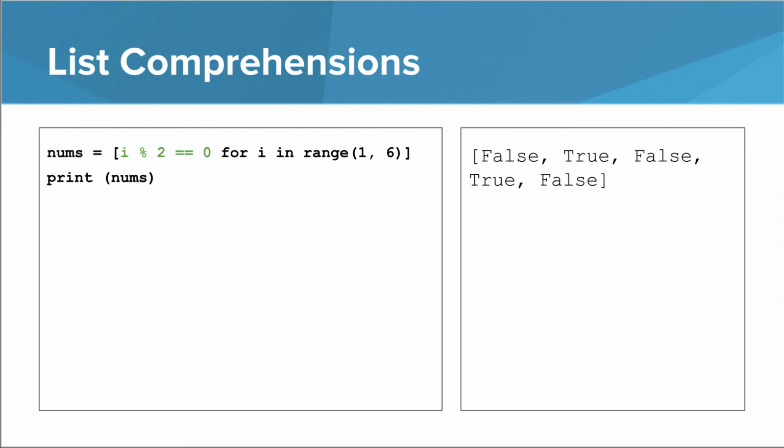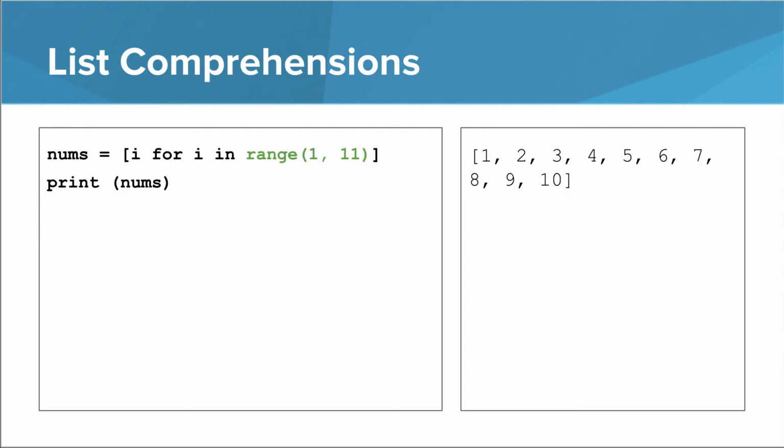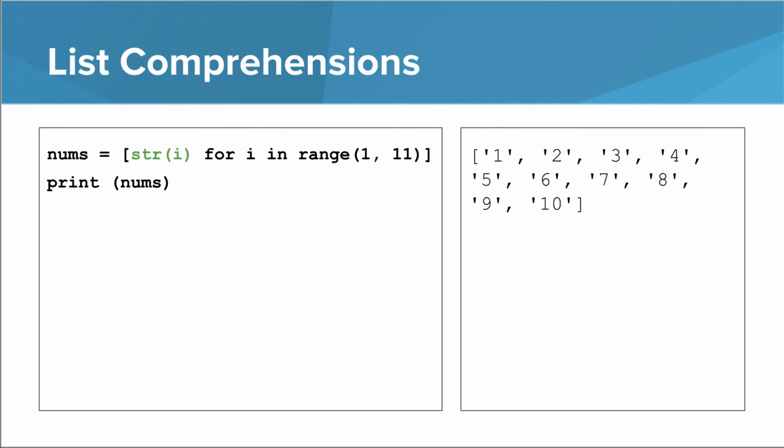We can even do an expression that evaluates to a Boolean. These normally appear in if statements and while loops, but they can be out and about as well. We can change the arguments to range, and the result reflects that change. We can convert I to a string before appending it. The thing to the left of the word for can be any expression that you could put in a call to append inside a for loop.